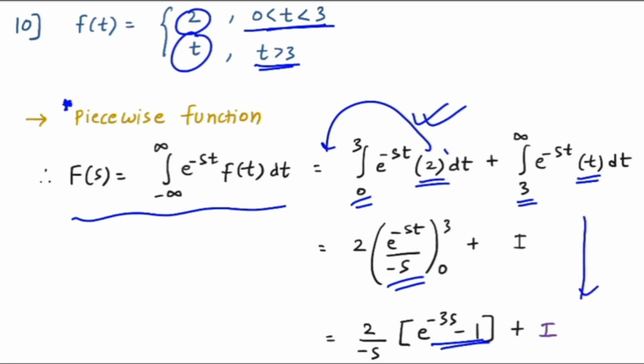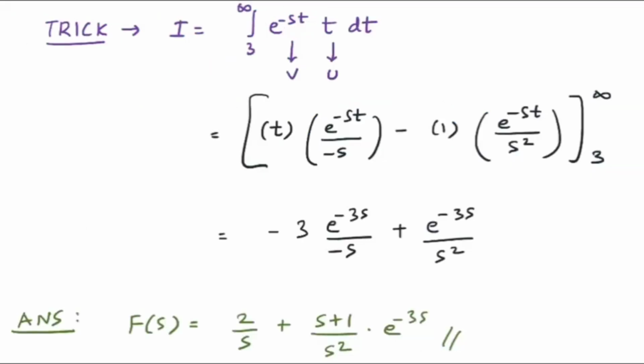But what about this part? Integral 3 to infinity e raised to minus st into t dt. For this case, actually you have to think. So I will tell you the solution in the next slide. So the integration was I is equal to the integral 3 to infinity of e raised to minus st into t dt.